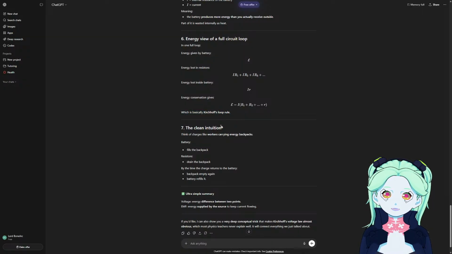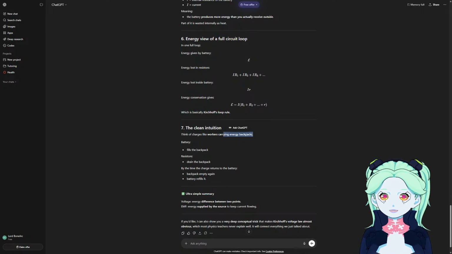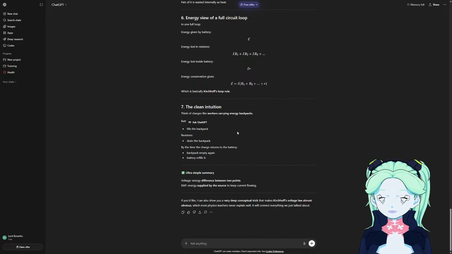The clean intuition: think of charges like workers carrying energy backpacks, okay? The battery fills the backpack, resistors drain the backpack. By the time the charge returns to the battery, the backpack is empty again, and the battery refills it. Ultra simple summary. Voltage is the energy difference between 2 points. EMF is the energy supplied by the source to keep current flowing.